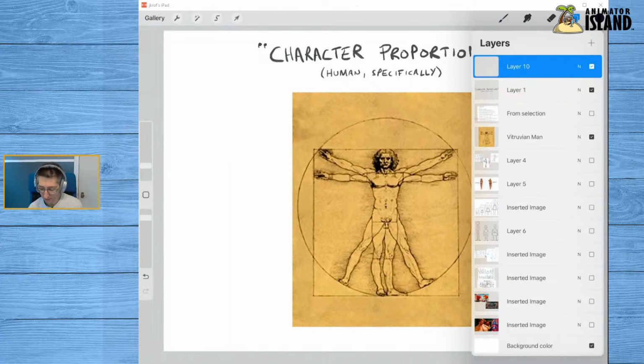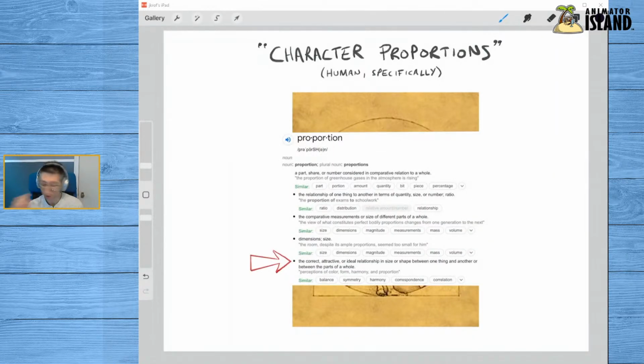So before we dive in entirely, let's take a look at some definitions of proportion, because it's good to get everybody on the same page. Right now we're going to look at the last one on the list. It says, the correct, attractive, or ideal relationship in size or shape between one thing and another, or between the parts of a whole. And then it goes on to say, as an example, perceptions of color, form, harmony, and proportion. We're not going to get to those other three things today, but we're going to talk about proportion.